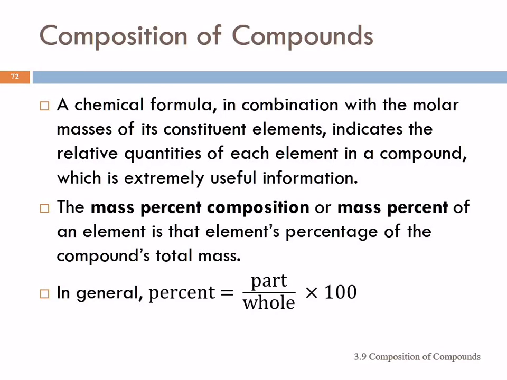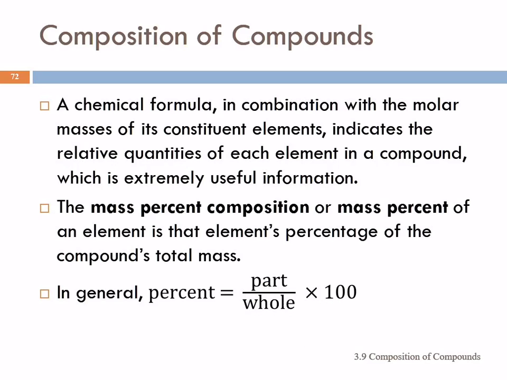Composition of compounds. The chemical formula and the molar masses give us the relative quantities of each element, and that can be very, very useful information, very practical information. So we'll sometimes talk about the percent composition or the mass percent composition of an element in a compound. In general, percent means the part that we're interested in divided by the whole thing times 100.